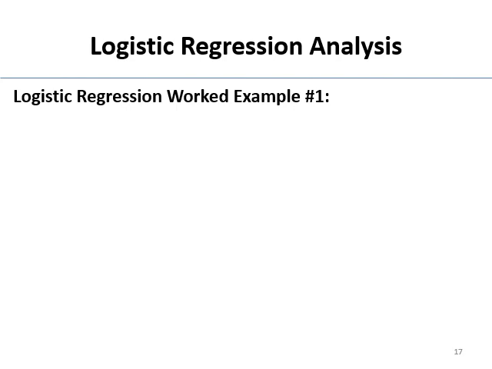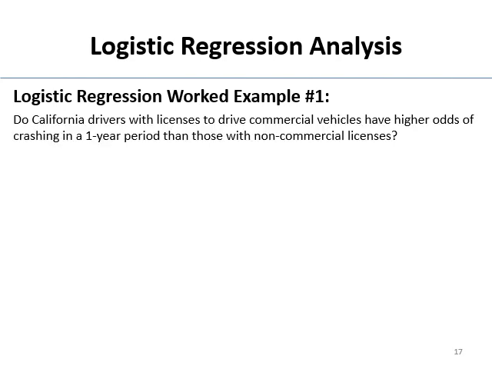So you're ready for a worked example? I know you are. We're going to do a couple of these just to get you familiar with it, because there's several new concepts in here. Do California drivers with licenses to drive commercial vehicles have higher odds of crashing in a 1-year period than those with a non-commercial license? So this is comparing first-year licensure folks who have commercial licenses to drive big rigs and buses and tank vehicles, things like that, to normal drivers. Do they have higher odds of crashing in that first year?